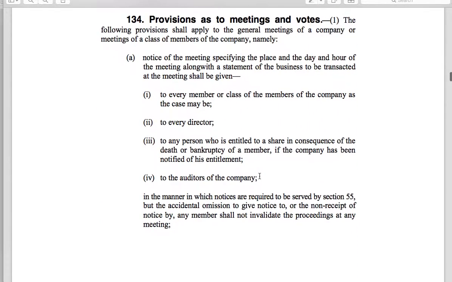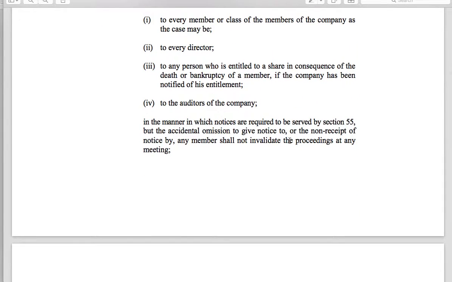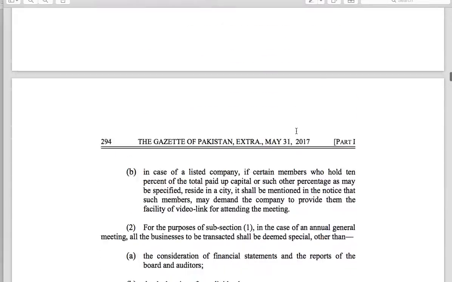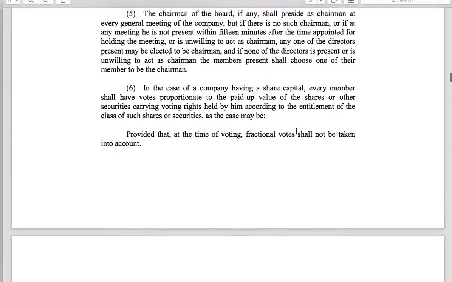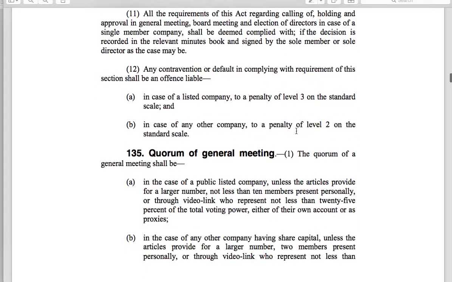And these are the different rules and regulations regarding meetings and votes. Every member will have one vote, what will be the meeting, who will call the meeting, when the auditor will be present in the meeting, and things like that. So all of this has been given.